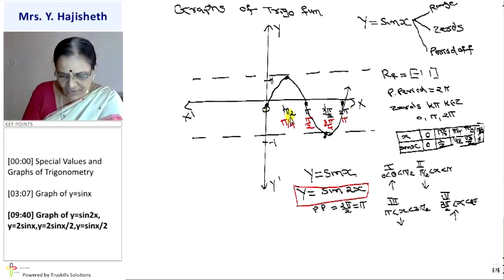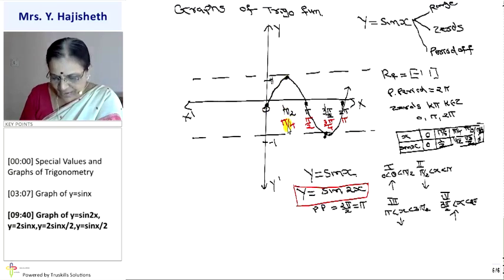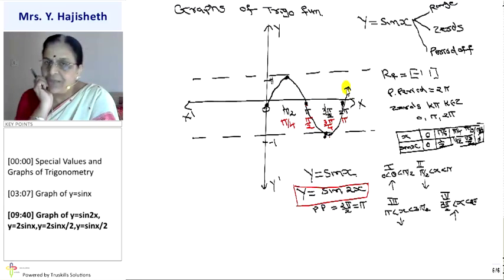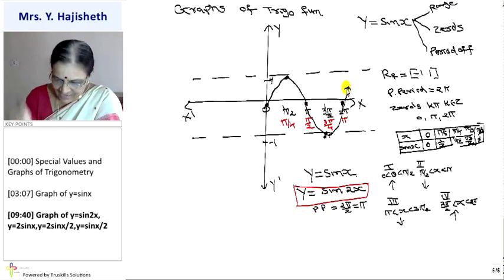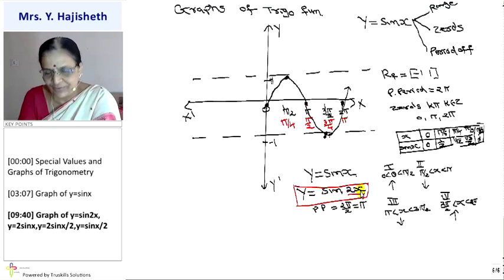So in 0 to pi by 4, when x takes value from 0 to pi by 4, sin 2x takes value from 0 to 1. From pi by 4 to pi by 2, it takes value from 1 to 0. From pi by 2 to 3 pi by 4, it takes value from 0 to -1. And from 3 pi by 4 to pi, it takes value from -1 to 0. And as far as range is concerned, the angle does not affect the range. It will remain -1 to 1.